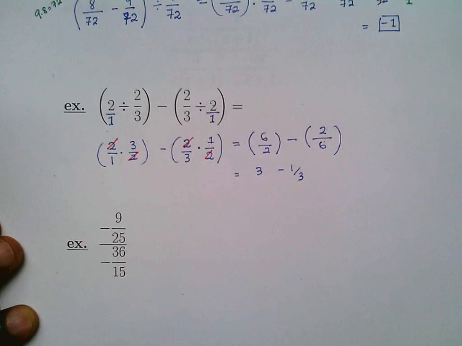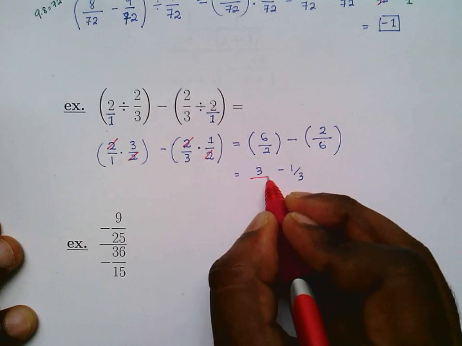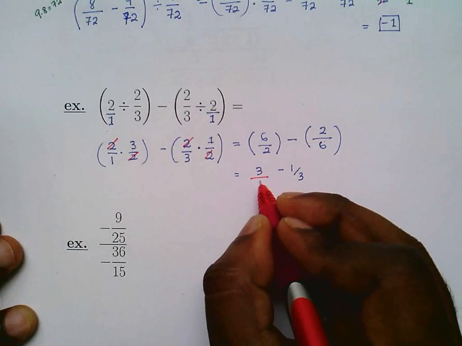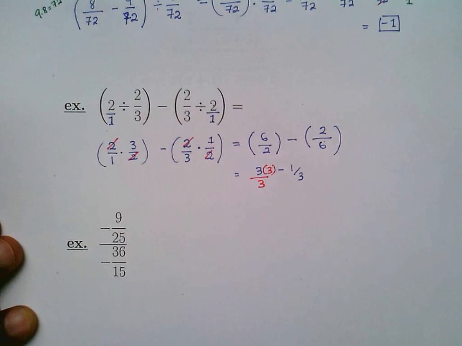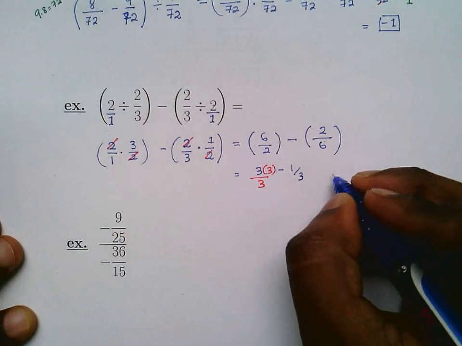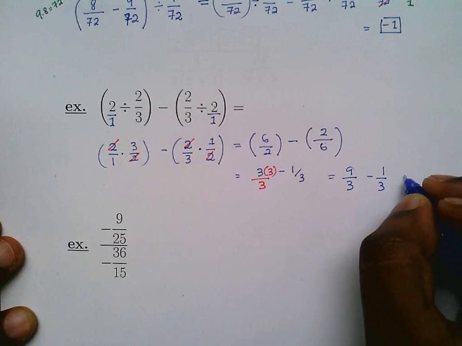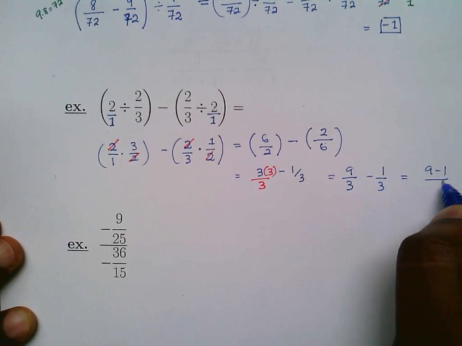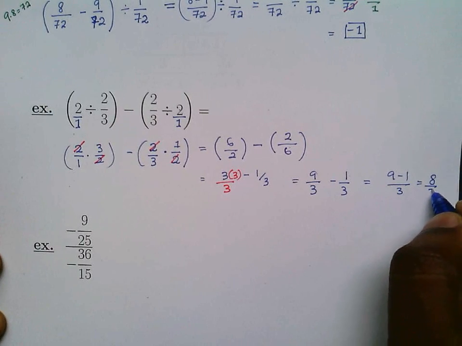Now again you have a fraction subtraction, but you don't have the same denominator, so I need to make this 3, and I would make the numerator 3 times 3 as well, which means I have 9/3 minus 1/3, which is 9 minus 1 over 3, which is 8/3.